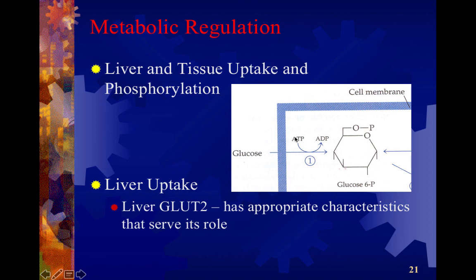Okay? Now, once that glucose is phosphorylated to glucose 6-phosphate, glucose 6-phosphate does not come back out through GLUT2 because GLUT2 transports glucose, not glucose 6-phosphate. Okay? So why is GLUT2 there? GLUT2 is on liver cell membranes because it has the appropriate characteristics.